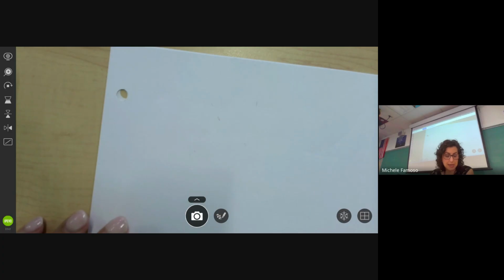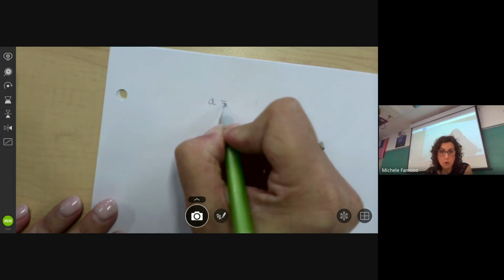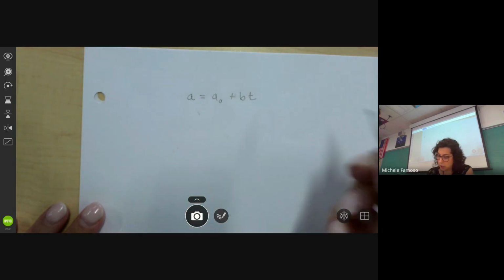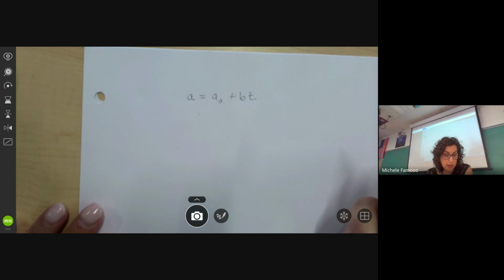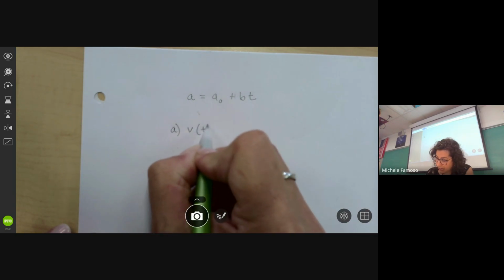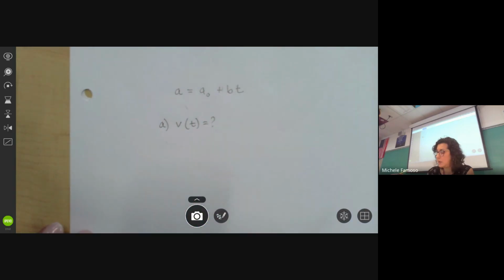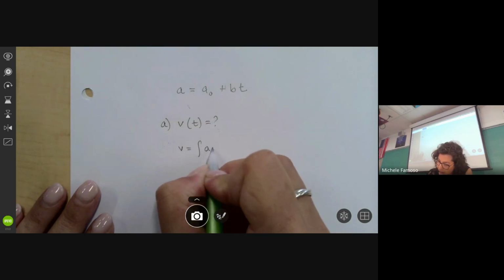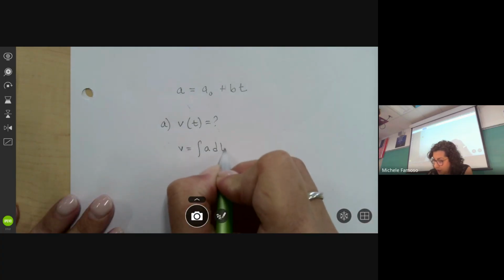So in problem 124, it says, consider the motion of a particle that experiences a non-constant acceleration a, given by a equals a0 plus bt, where a0 and b are constants. Part A wants the instantaneous velocity as a function of time. Okay, so to get your velocity as a function of time from an acceleration, what you're going to do is the integral of the acceleration with respect to time.